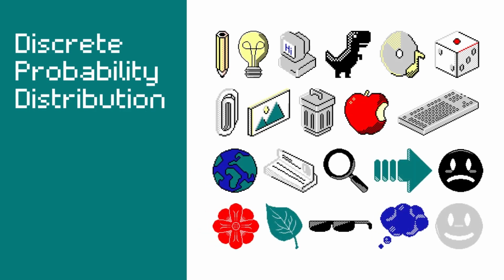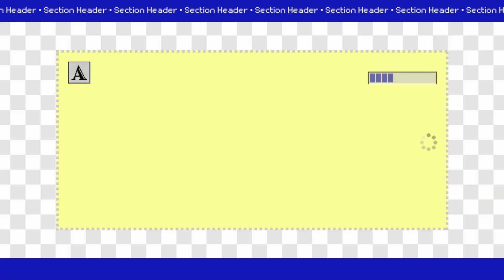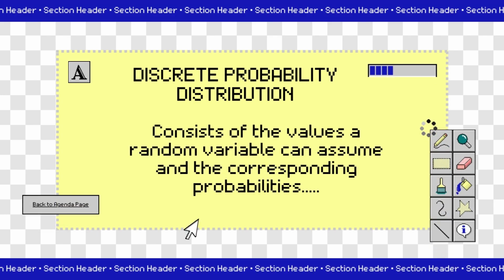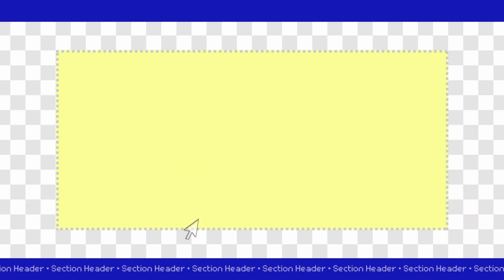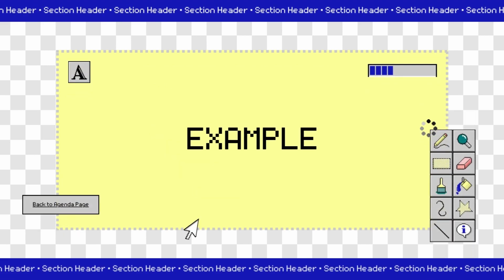Okay, now let's move on to our second topic, which will be all about discrete probability distribution. But first, let us know what a discrete probability distribution is. A discrete probability distribution consists of the values a random variable can assume and the corresponding probabilities of the possible outcomes. I will be showing you some examples.